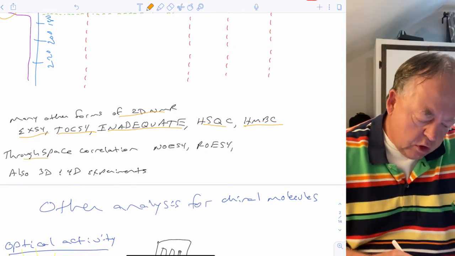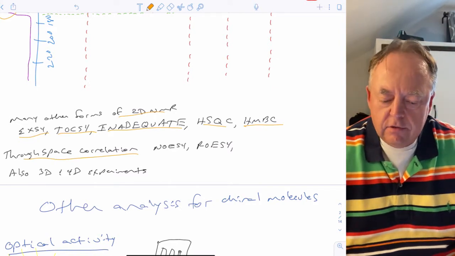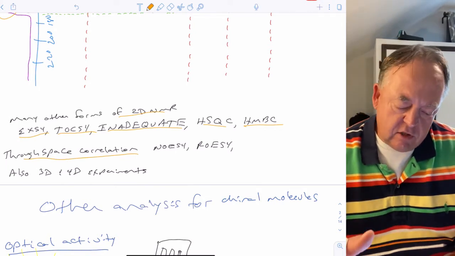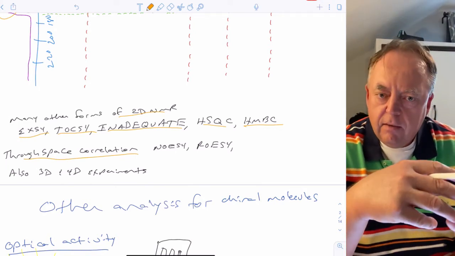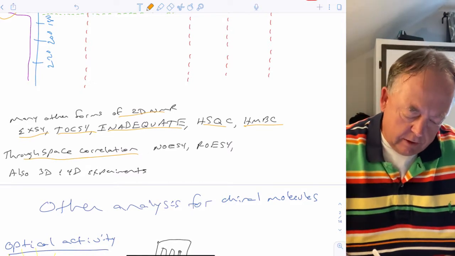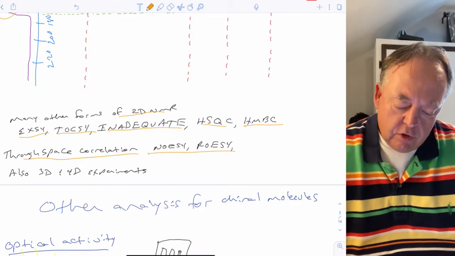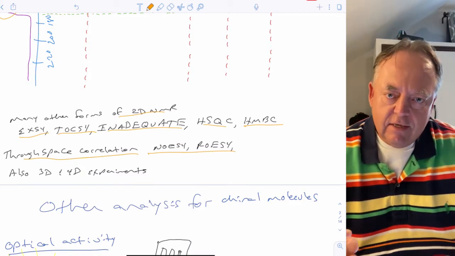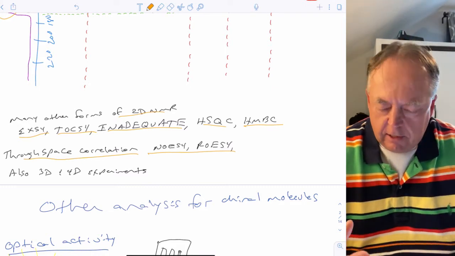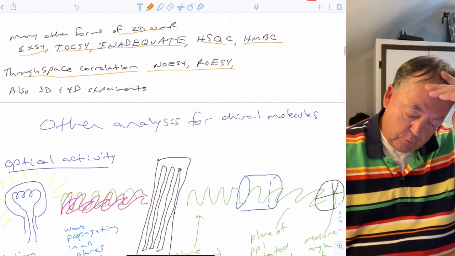You can do through-space correlation. So if you have protons that are not on adjacent carbons, but are close to a different proton in space, then they can interact with each other, and this type of experiment would allow you to get some three-dimensional aspect to your molecule, because you can see what protons it's near in space, even though it's not attached to those, so it's not technically a neighbor of those protons. There's 3D, 4D NMR experiments.